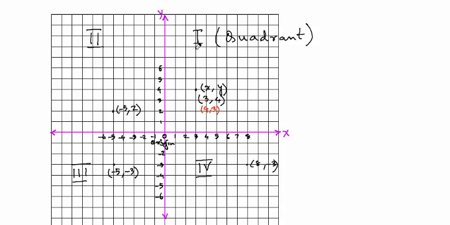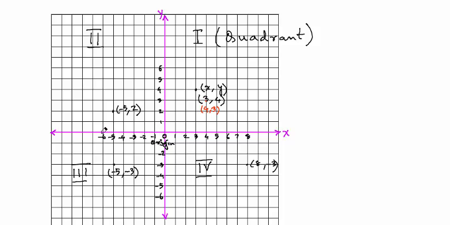Every point in the first quadrant has got a positive x and a positive y, like (3, 4) or (4, 3). Both x and y are positive for any point that lies in the first quadrant. Similarly, for any point that lies in the second quadrant, x is negative and y is positive, like (-5, 2).